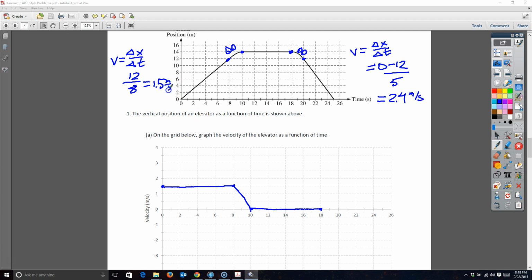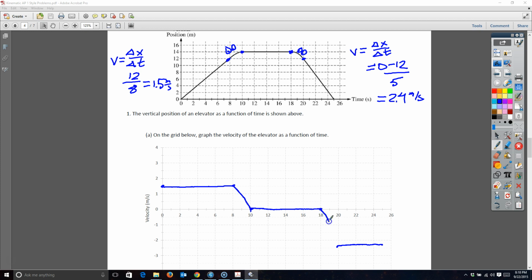This one's also meters per second. So we're going to go to 2.5, and just above 2.5 is 2.4. And we need to do that until 25 seconds. So we're going to go straight across, but we're going to stop right here. We don't go any further because the graph doesn't show us anymore.